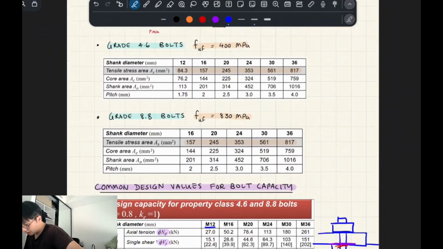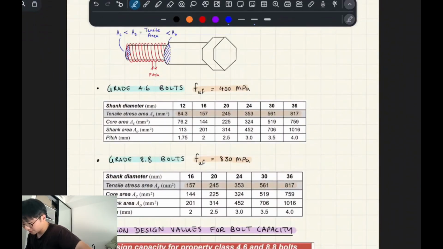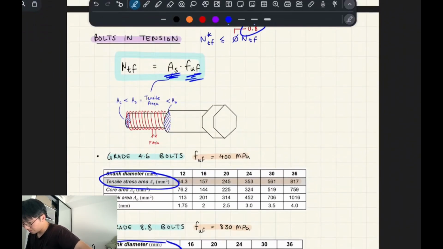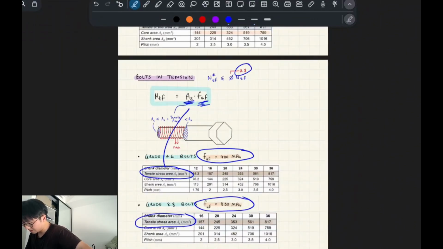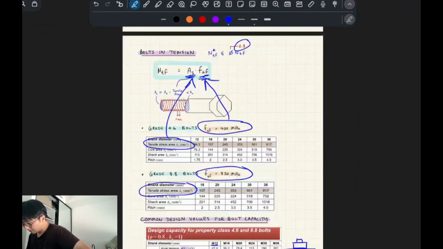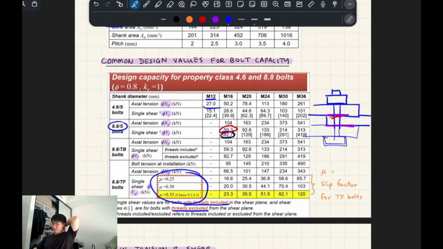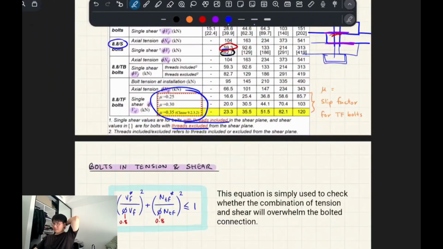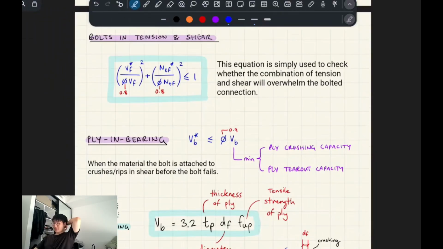You're looking at the tensile stress area in this table, and the bolt ultimate strength, and you just plug this into the formula. Or you can read off the table even. In this table as well, keep in mind we have the slip modulus, the constant for static coefficient of friction, which I mentioned before. That's for your friction joints.